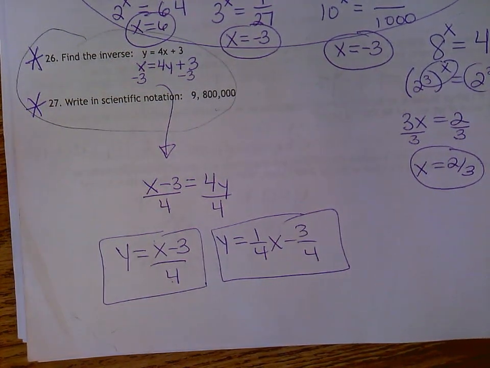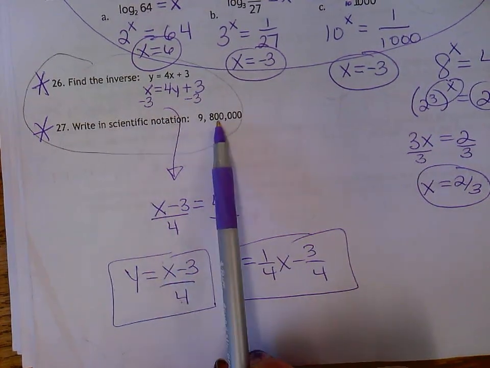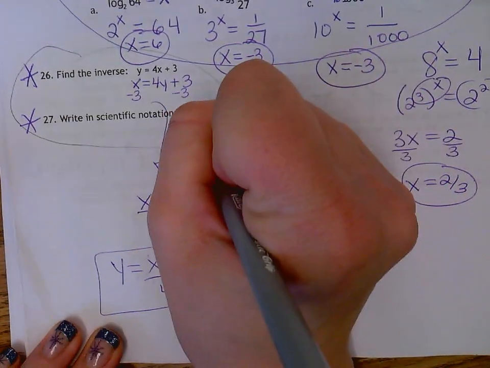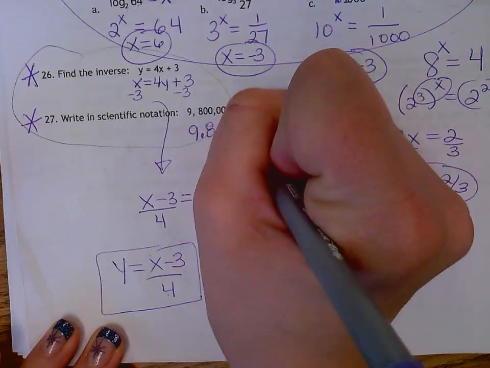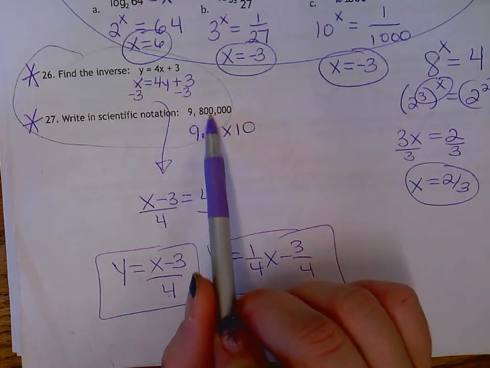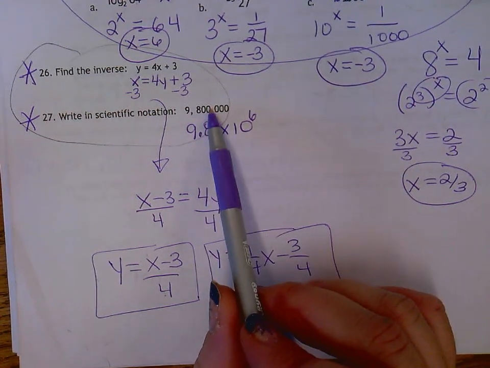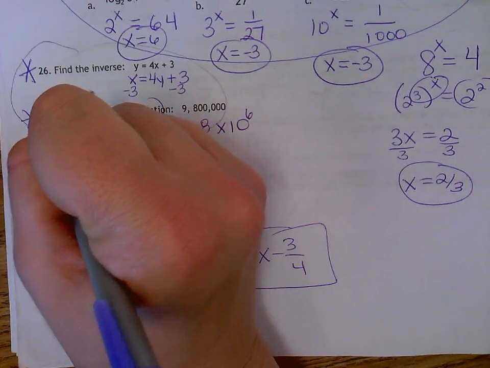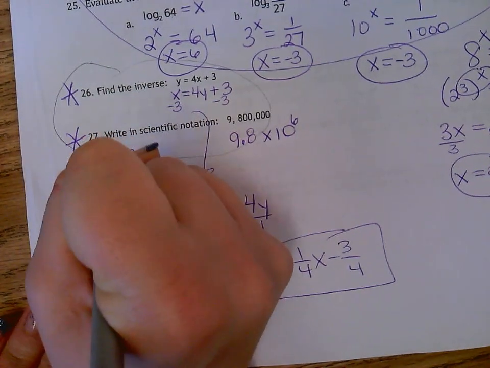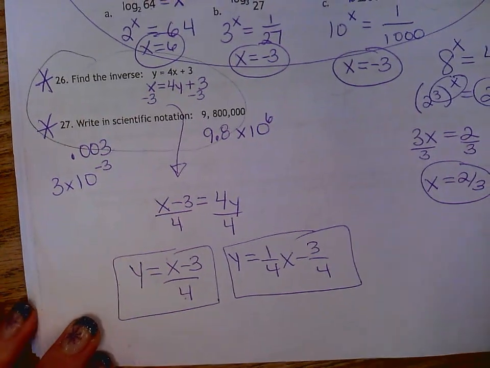And then something else that you need to know how to do is write this in scientific notation. So you pick a number between 1 and 10, so like 9.8, and then 9.8 needs to get bigger by 6 decimal places, so 10 to the 6th. If this was going in the other direction, like if it was 0.003, you would write it as 3 times 10 to the -3rd, because you're moving the decimal in the negative direction.